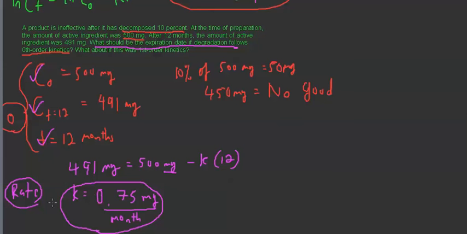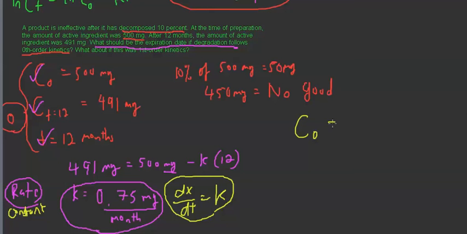We know k is the rate, and the zero order rate is a constant, right? Because we have dx over dt, simply k. We know that from before, and it's not going to change. It's going to be a constant. So if we apply the same equation again, CT is equal to CO minus KT. Let's see what we have.